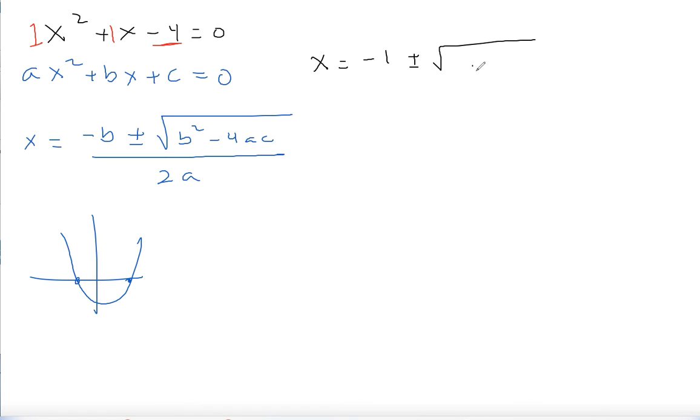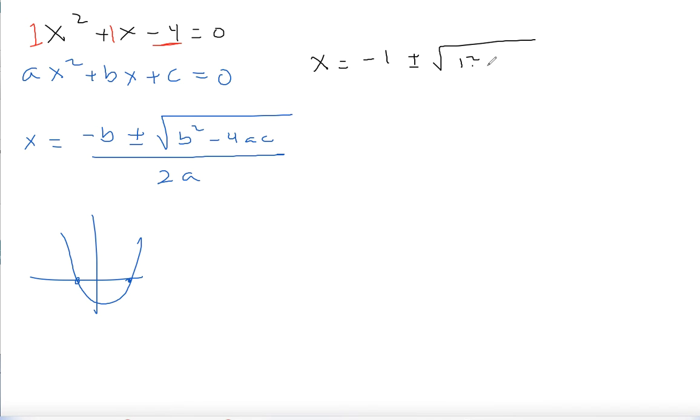b squared, so 1 squared. And this is always going to be a positive. Sometimes when b is a negative, like if it's negative 3, say, people will write negative 3 squared and then get negative 9. It's really negative 3 times negative 3, so that's a positive 9 right there. So be careful that this is always positive.